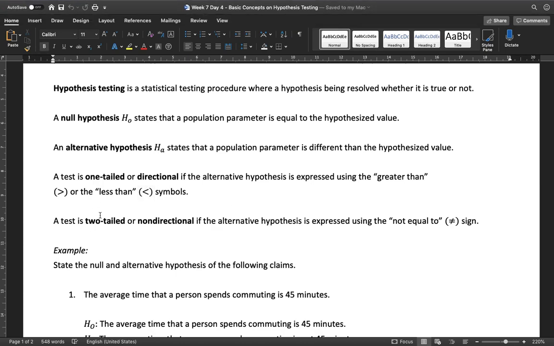Pag two-tailed naman, mas madali siyang maaalala kasi ang null hypothesis laging equal, ang alternative laging not equal. Ganun lang.